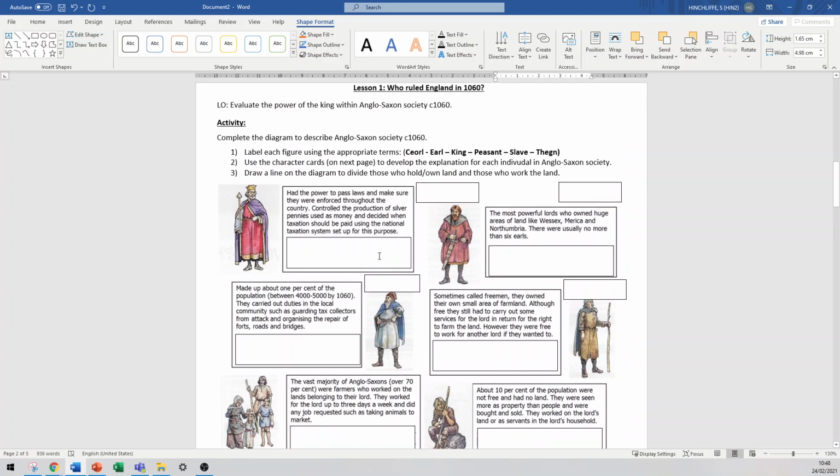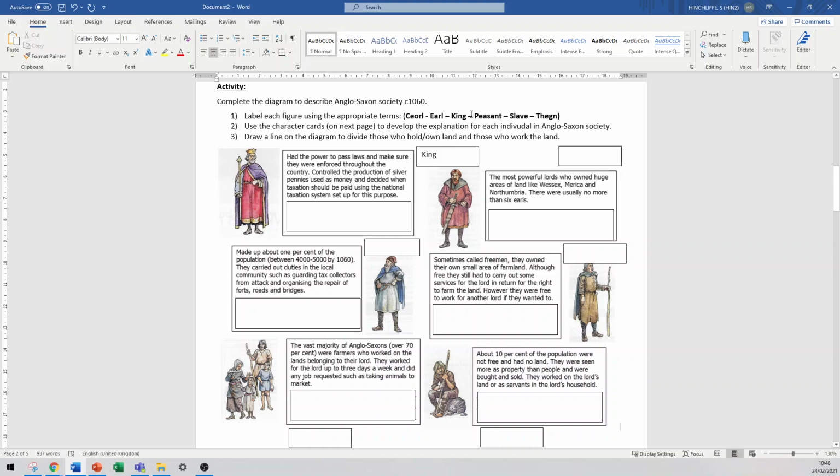So let's have a look at this one here. So it says, had the power to pass laws, make sure they were enforced throughout the country, controlled the production of silver pennies used as money, decided when taxation should be paid using a national taxation system. So this person passes laws, they make sure they're enforced, they control the production of money, and they control the taxation system. So this person here, and as you can see, the image gives it away, this is the king. Now, I've put this box here. If you've got a physical copy, you could just write it above, but I didn't have space. So this is the king. Okay. So king's been done.